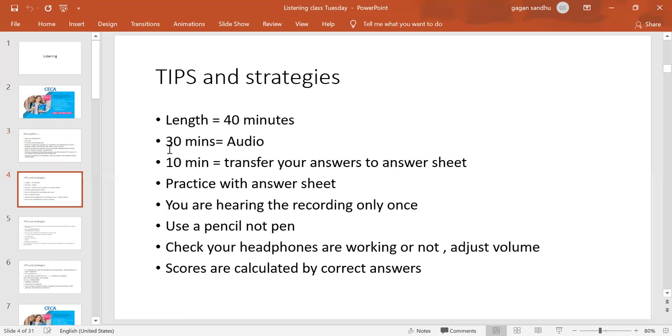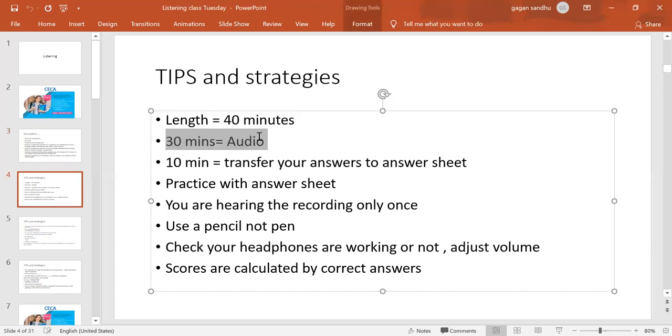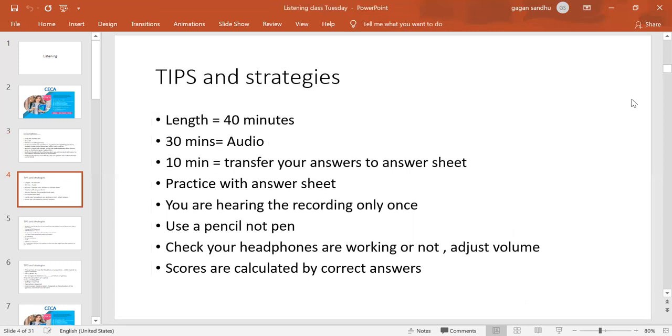The total length of the audio is 30 minutes, say 28 to roughly 30, but yes, 30 as we say it. And in the CBT, you will have 2 minutes to check your answers.